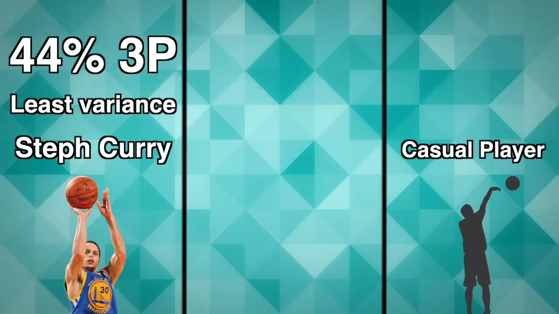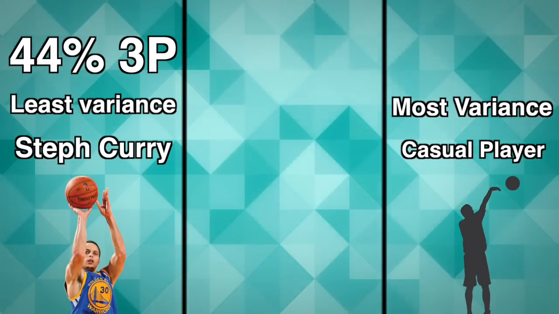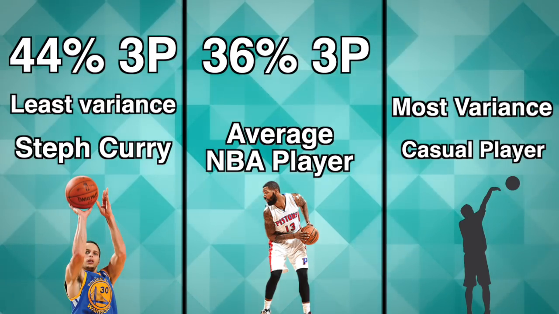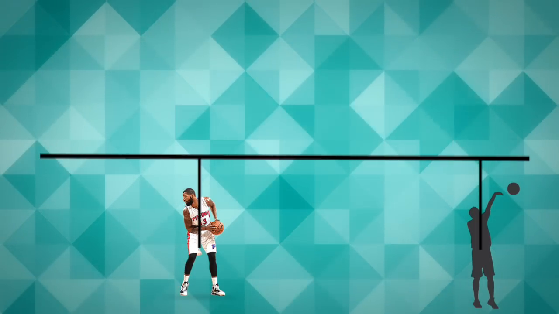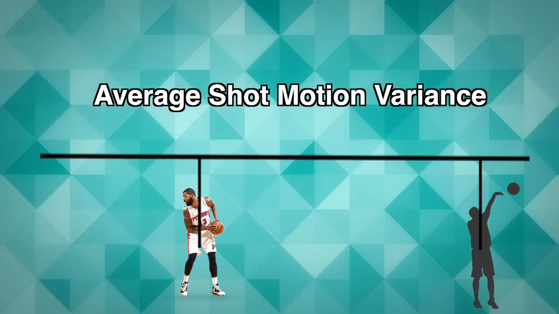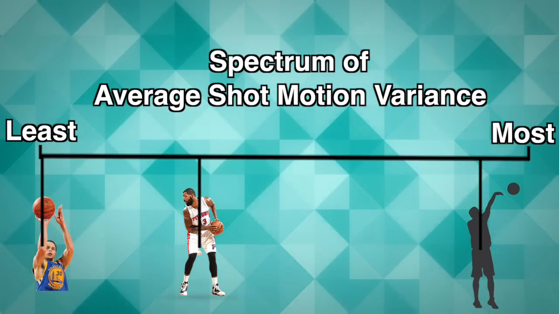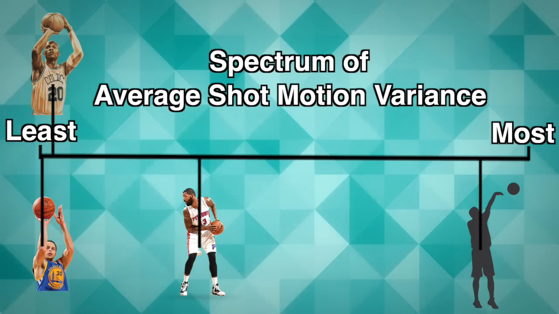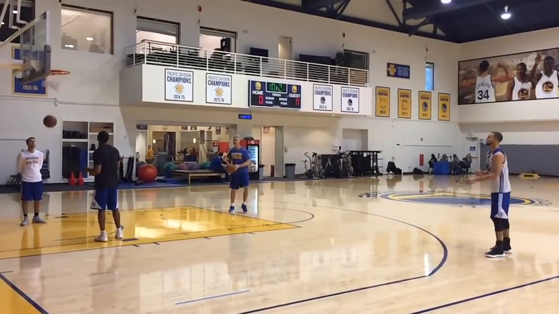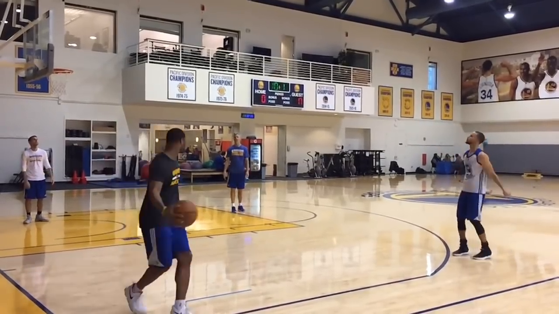Casual basketball players, like me and you, who aren't consistent shooters, replicate this motion with far more variance when compared to the average NBA player, who shoots about 36% from three in games. The relationship that we have with the average NBA player when it comes to average shot motion variance is the same relationship that these average NBA shooters have with Steph Curry. We all just lie at different points on the spectrum of variance, with the greatest shooters of all time at one end, and the most casual basketball players at the other end. If you've ever played basketball with someone who's never played basketball before, you'll know that their shot is going to be different every time.